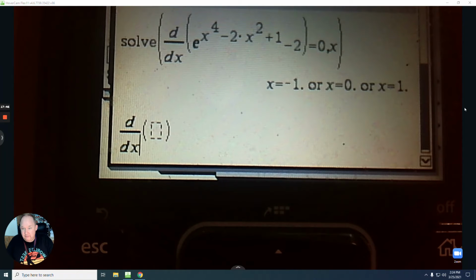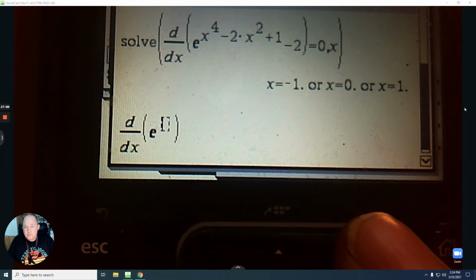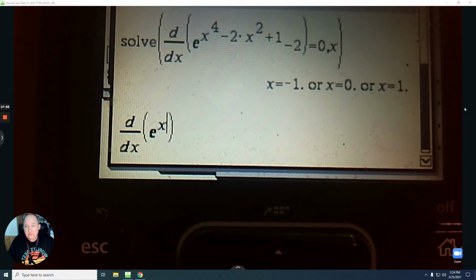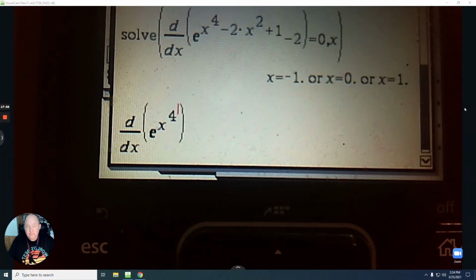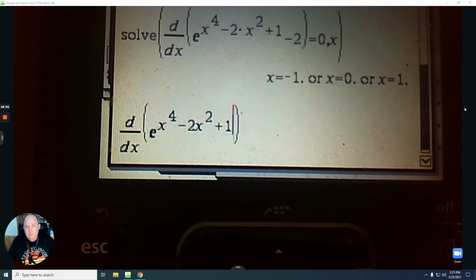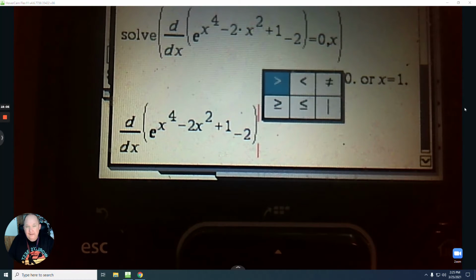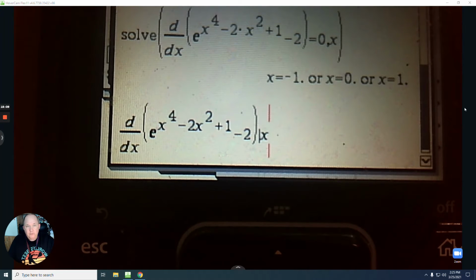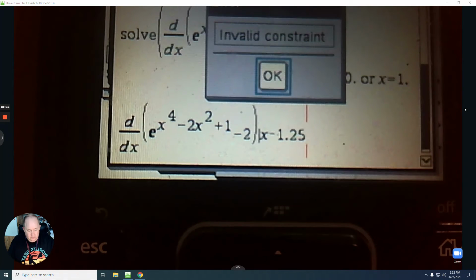Evaluate the derivative of e to the x to the fourth, subtract 2x squared, plus 1, move the cursor, subtract 2, and we are going to evaluate that at different spots. So we'll first evaluate it at -1.25. And the answer is, what?